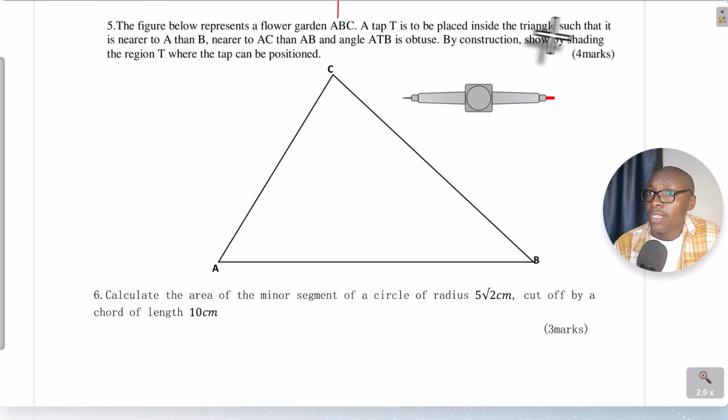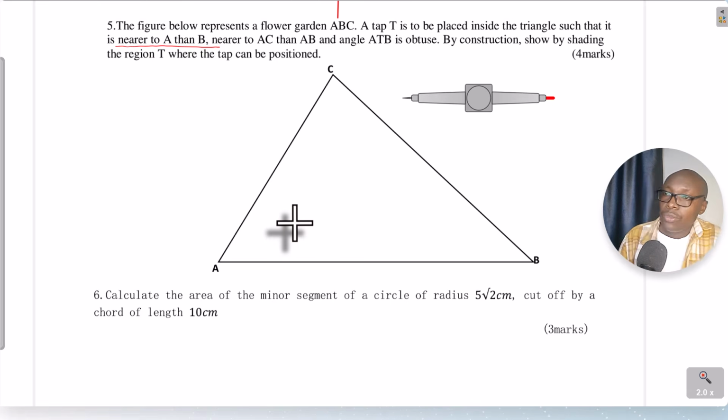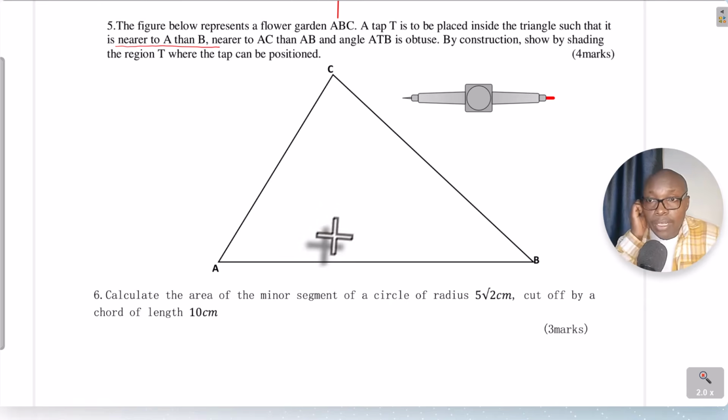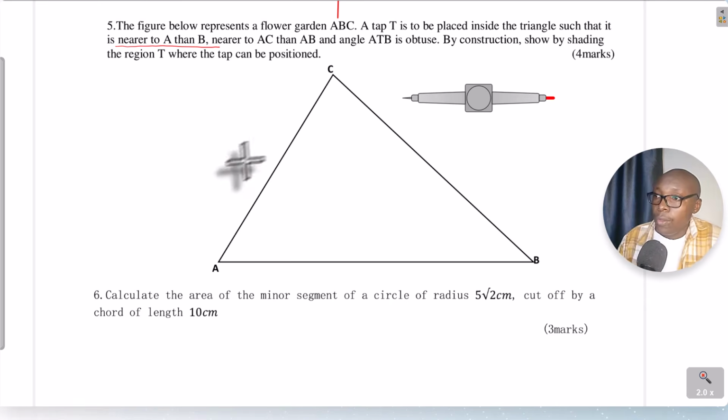We analyze this statement by statement. A tap is to be placed inside the triangle such that it is nearer. So we start with this one. It is nearer to A than B. So for us to locate where it is supposed to be found, this is a locus equidistant from two fixed points. The two fixed points are A and B. So to get the position, we need to bisect that line AB. That is when we'll be able to get the position of T.